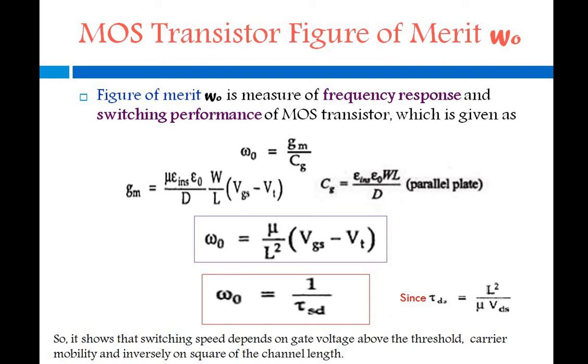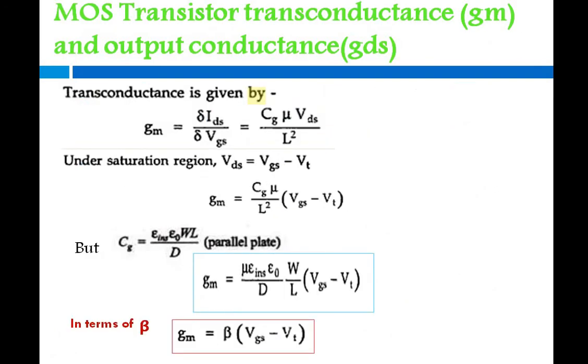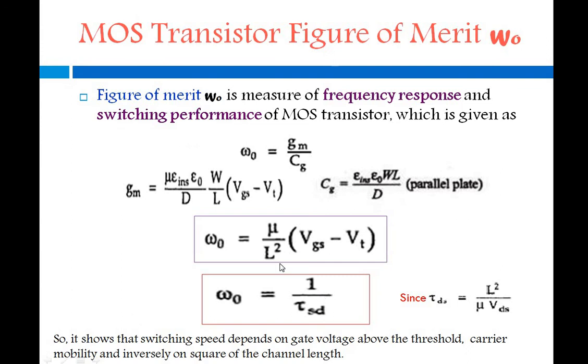So Gm is equal to mu into epsilon naught epsilon ins divided by d into W by L of Vgs minus Vt. And what is the Cg value? Cg is nothing but epsilon ins epsilon naught WL divided by d. So we have to substitute these in the equation. What are the things that will be cancelled? The epsilon naught epsilon ins values and the W values will be cancelled.